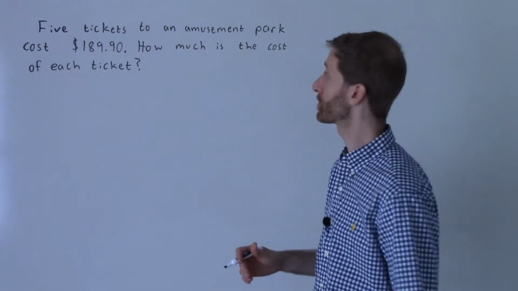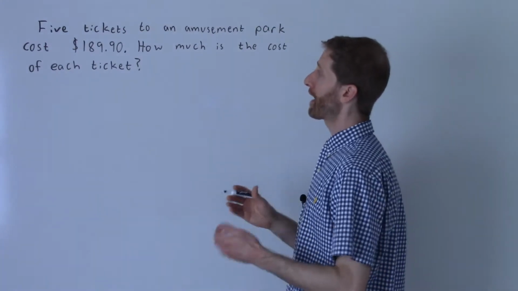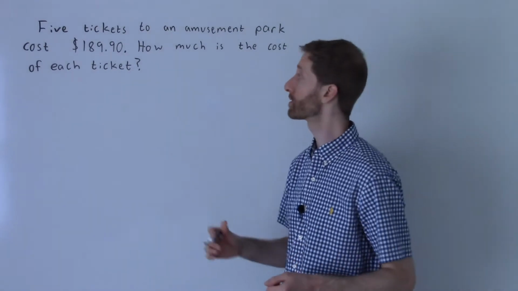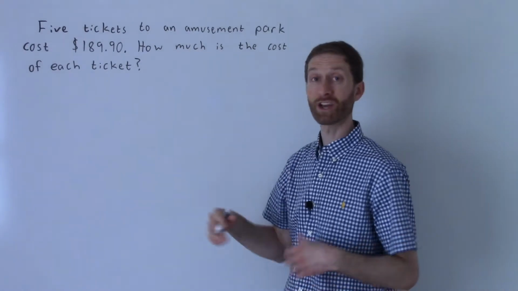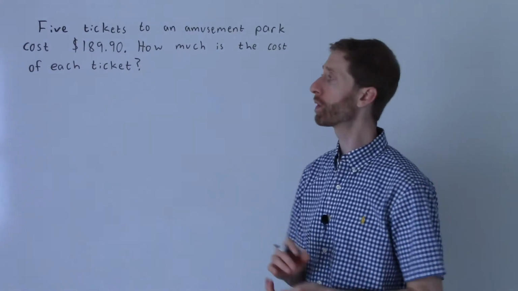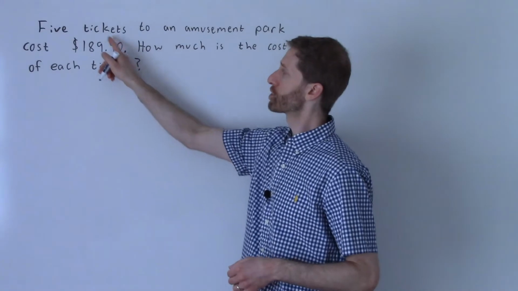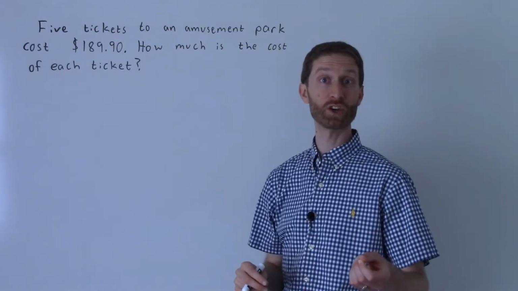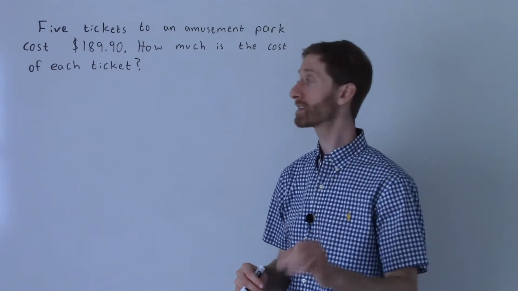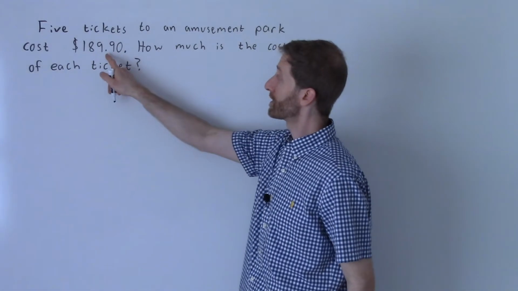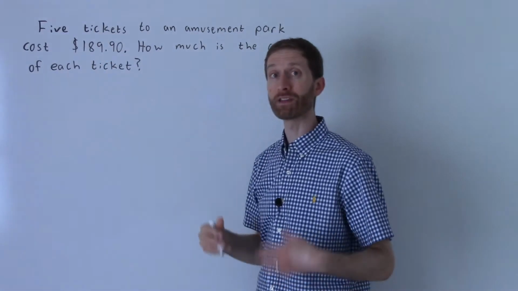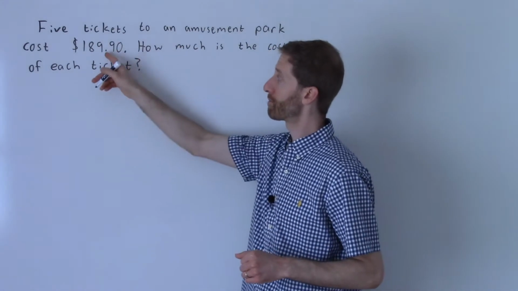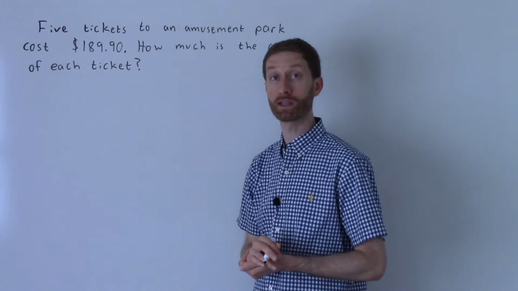So first things first, we take a look at this and it says 5 tickets to an amusement park cost $189.90. How much is the cost of each ticket? All right, well, let's think about this. If I have a total of $189.90 and I want to know how much this costs per ticket, then what I do is I take this and I divide it into 5 equal parts. The cost for each one of the 5 pieces that needs to be broken into.